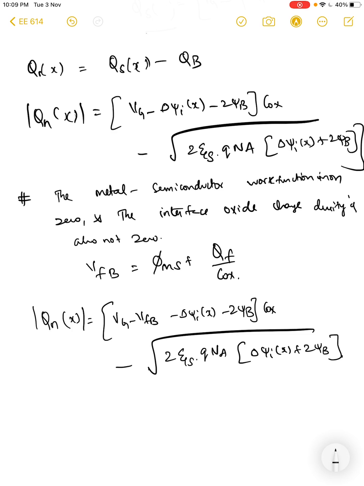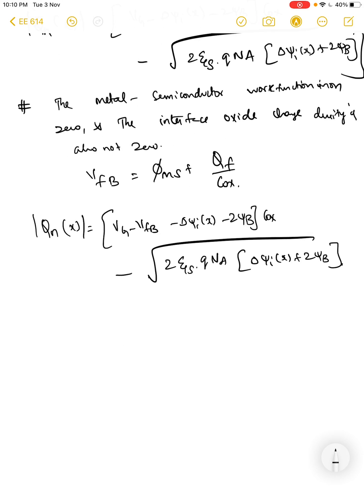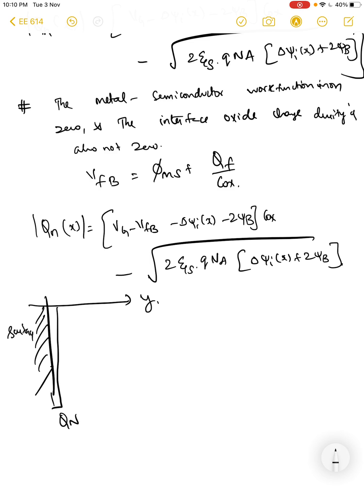So this is the total charge due to the electrons at the surface, right? So maybe we can spend a minute to just draw. Basically, if this is the surface and you have y going into the bulk in this direction, this is the surface, so you have qn charges at the surface and qb charges at the bulk, and this is minus qna and this is wd, right?